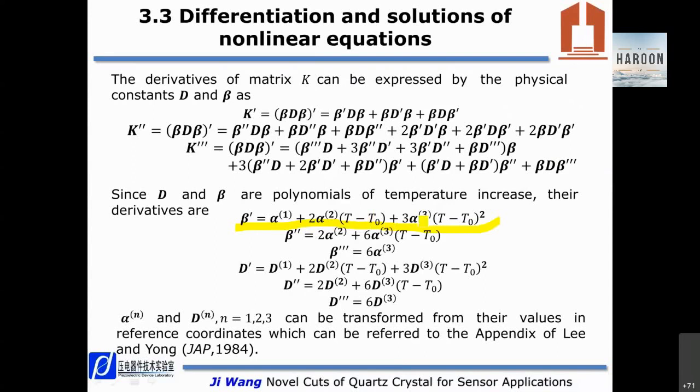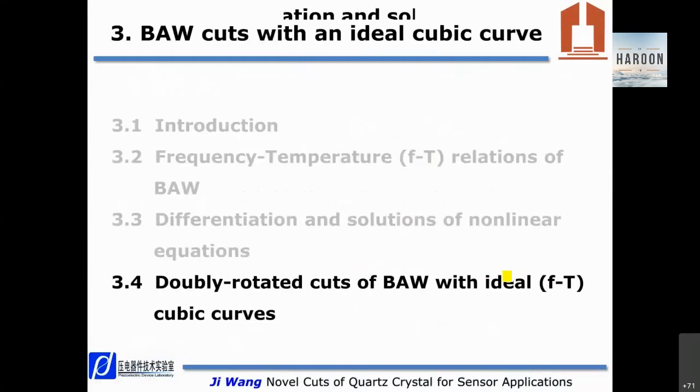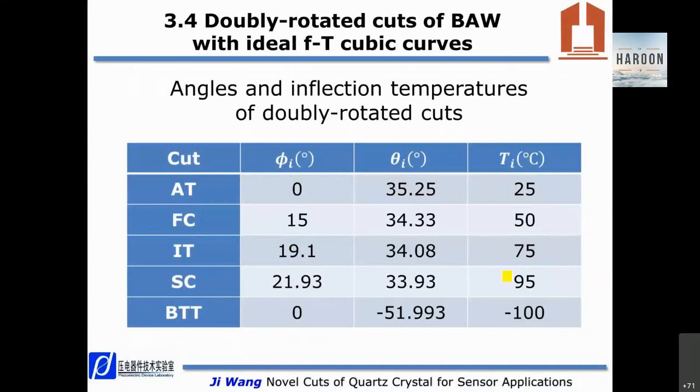T-naught is the reference temperature. Then you have these cubic relations for the elastic constants also. So we have all the equations we need. Basically, here we want to try our formulation to see if we can recover earlier results. Yes, we want to find the new orientations, but we need to validate our formulation with earlier results.